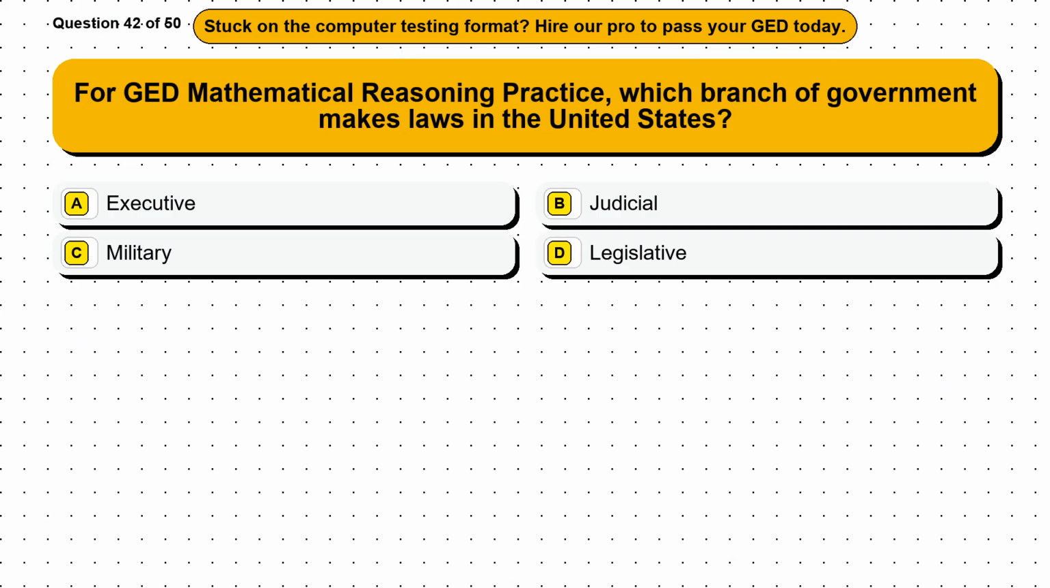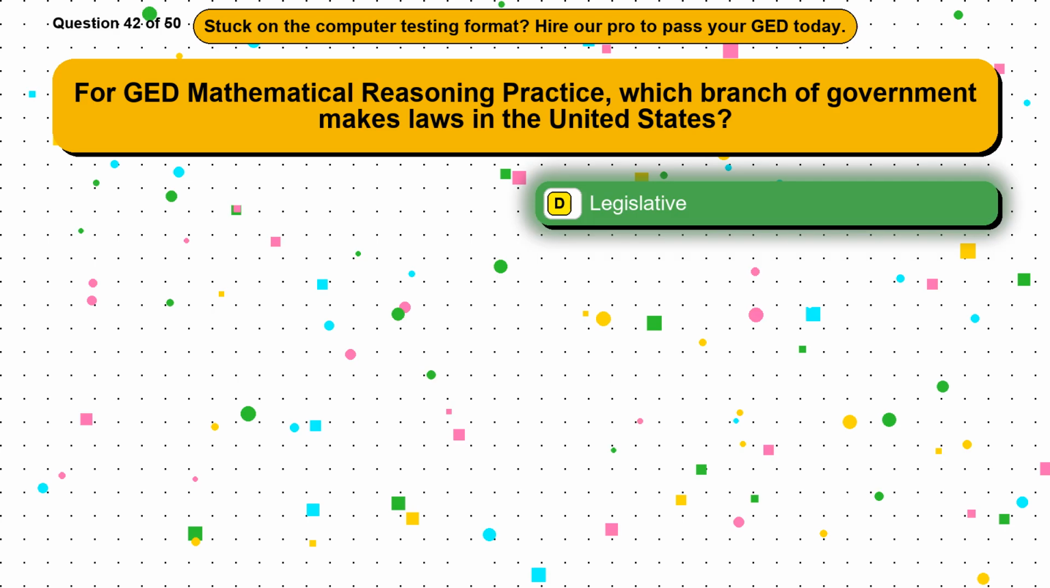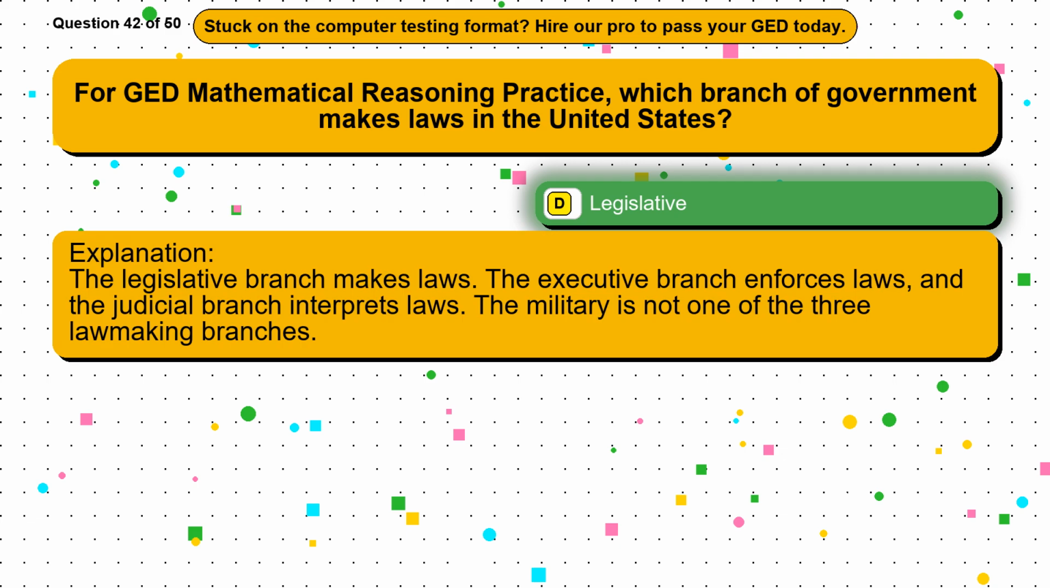Question 42. For GED Mathematical Reasoning Practice, which branch of government makes laws in the United States? Option A, executive. Option B, judicial. Option C, military. Option D, legislative. The correct answer is option D. Legislative. The legislative branch makes laws. The executive branch enforces laws, and the judicial branch interprets laws. The military is not one of the three lawmaking branches.